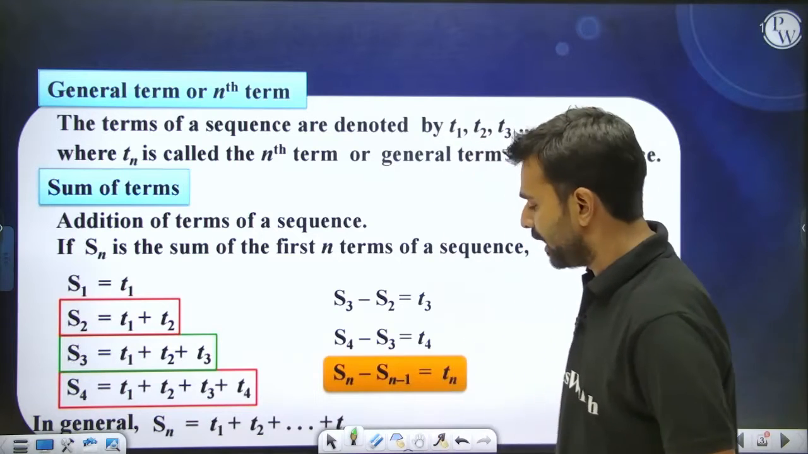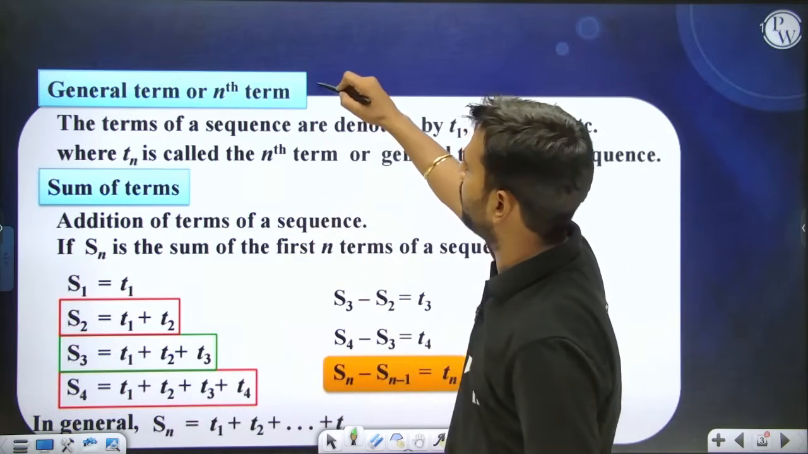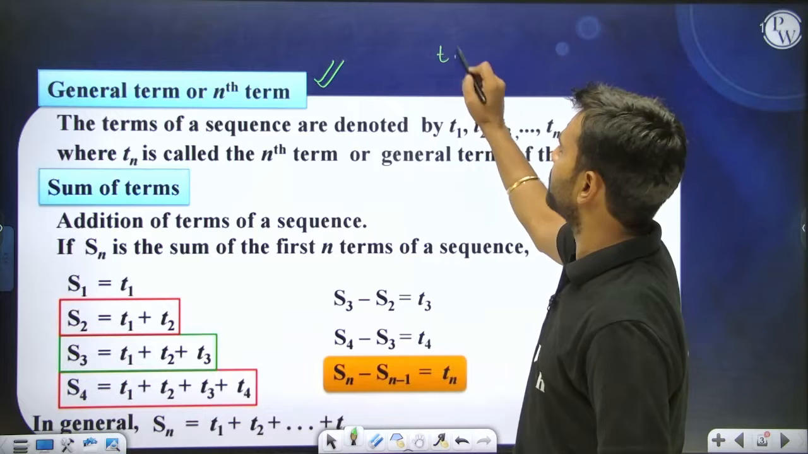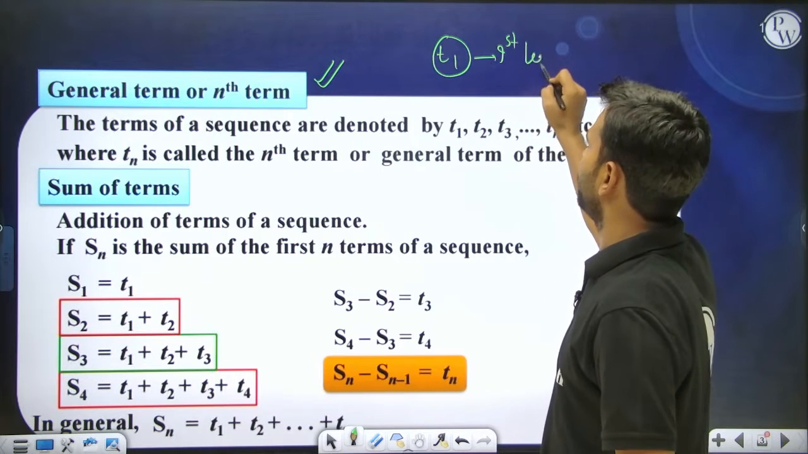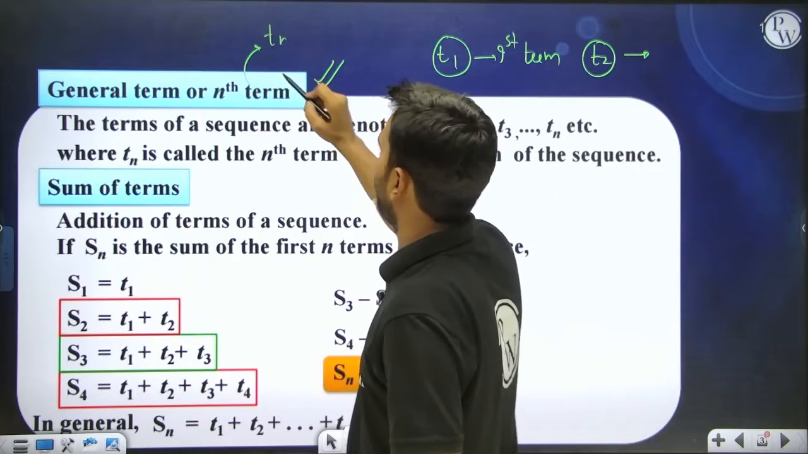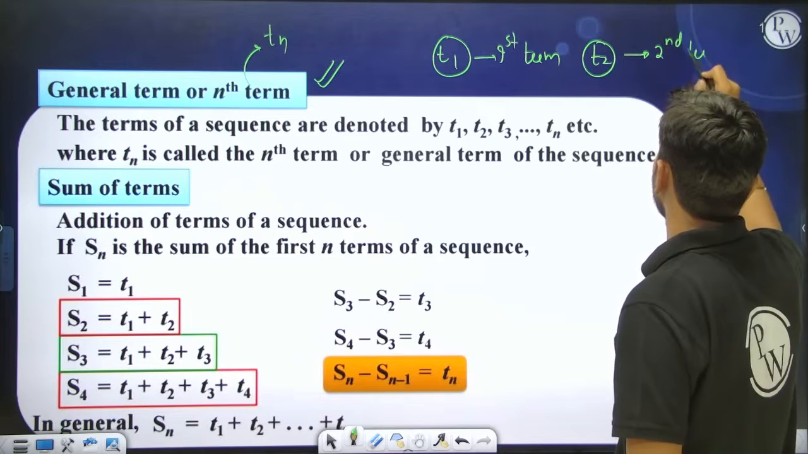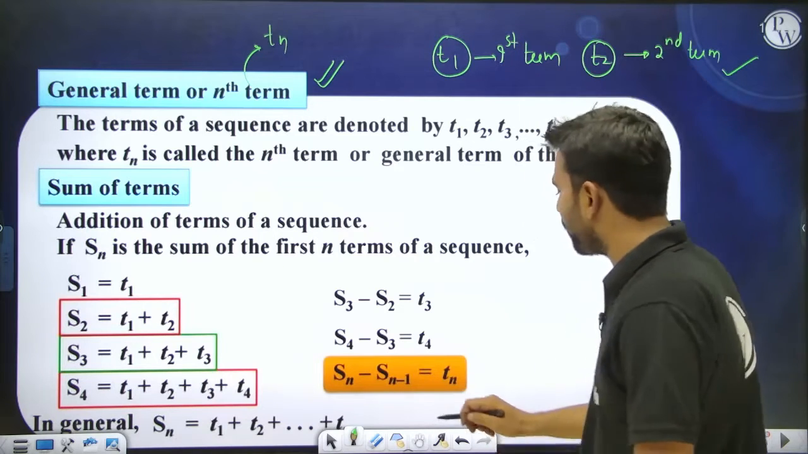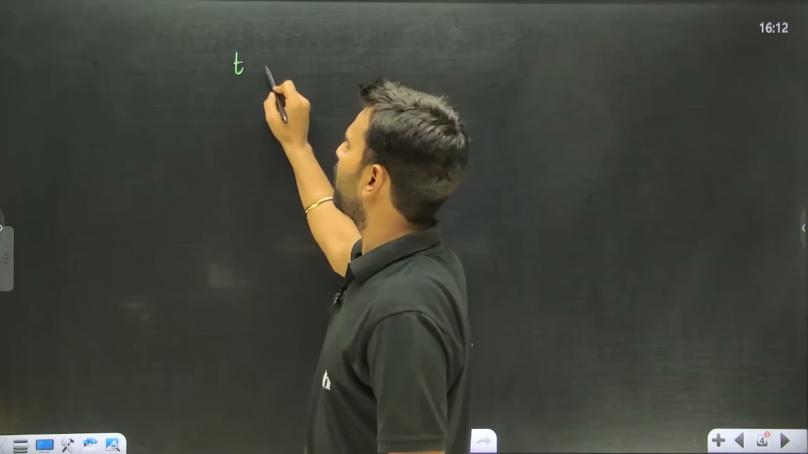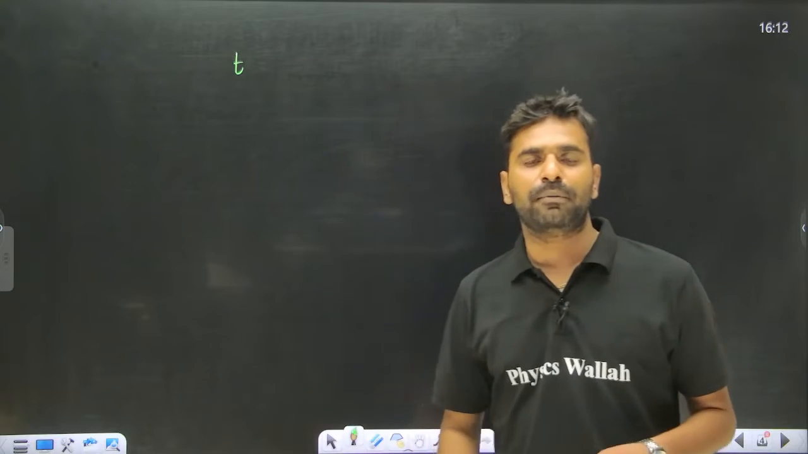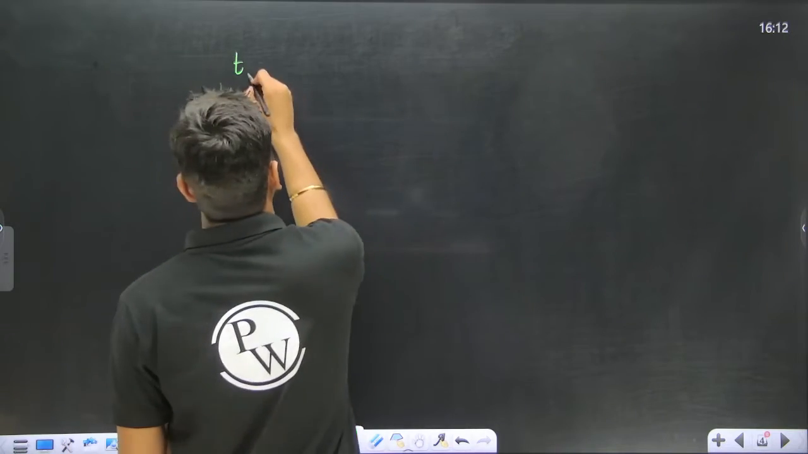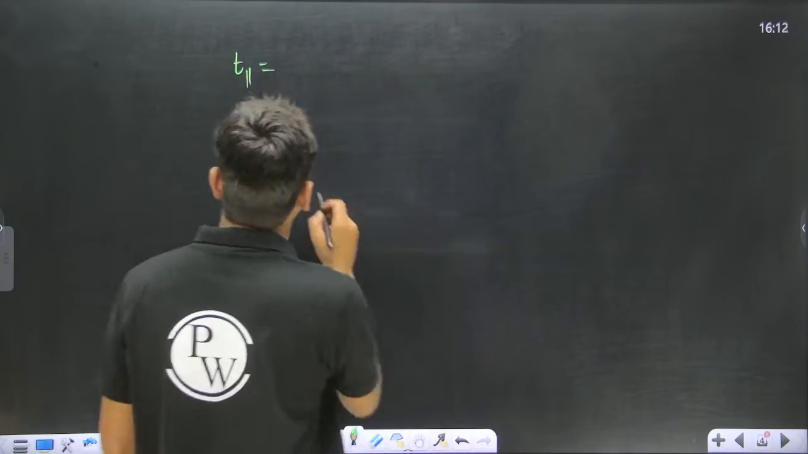Here we go. Now there is a thing, the general term or the nth term in each and every sequence. T1 means first term, T2 means second term, T3 means third term, and so on. So Tn is nothing but the nth term, right? Yes. There is a very important thing, sum of terms. Let me explain this. If I am talking about the sum of all the terms coming till the first term in a sequence, that is going to be equal to T1 only.